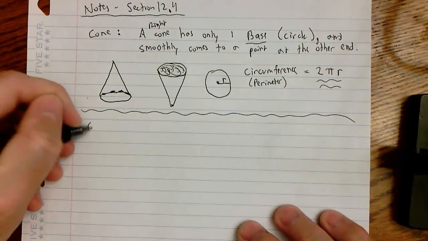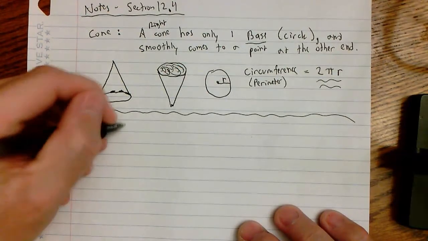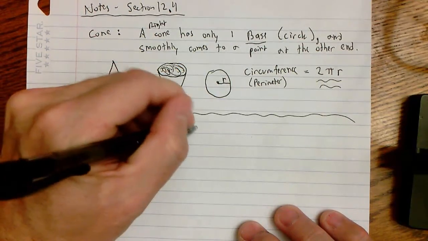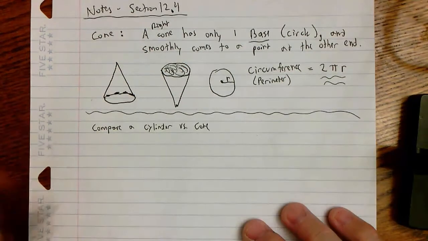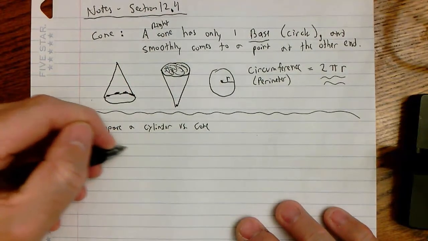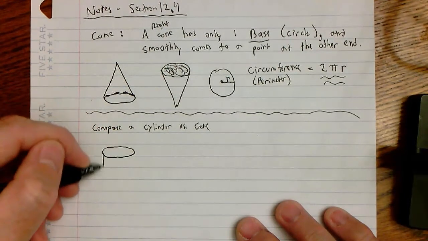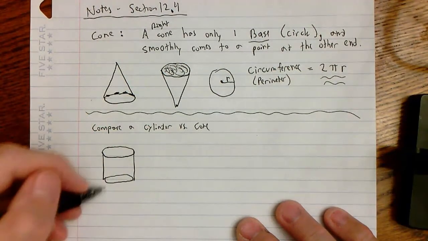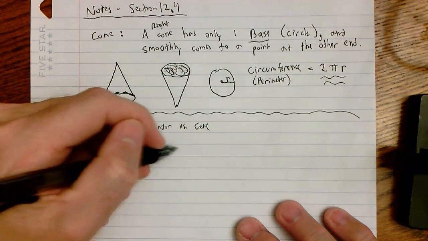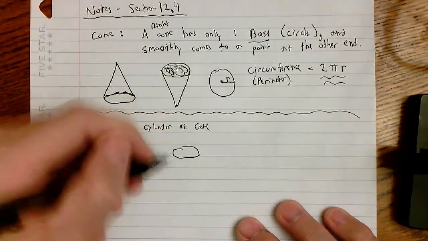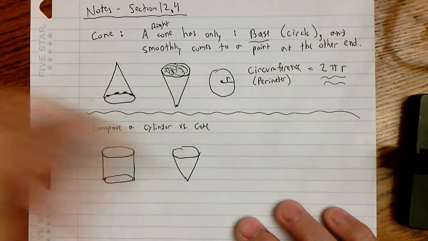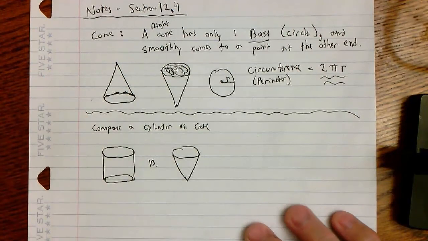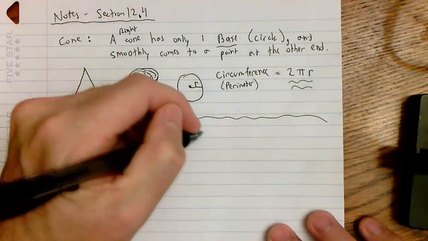Alright, the next thing I'd like to do is compare a cylinder versus a cone. So we're going to draw two of these that are basically the same size. Right, there's what we drew yesterday, the cylinder. Today we're drawing the cone. And we're comparing these two things, right? And here's what we have to say about that.